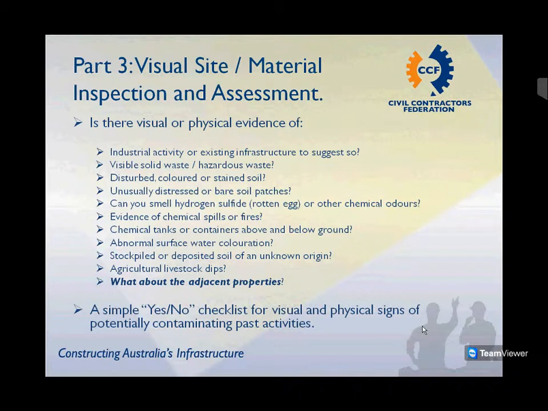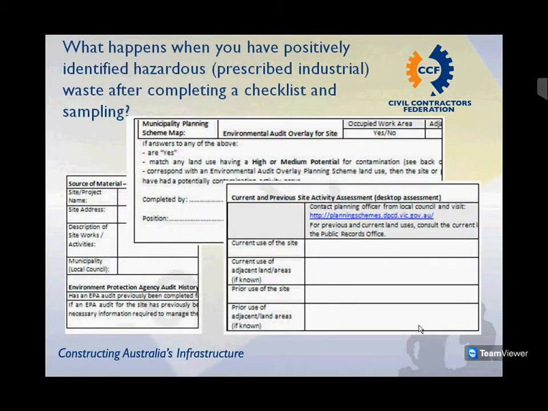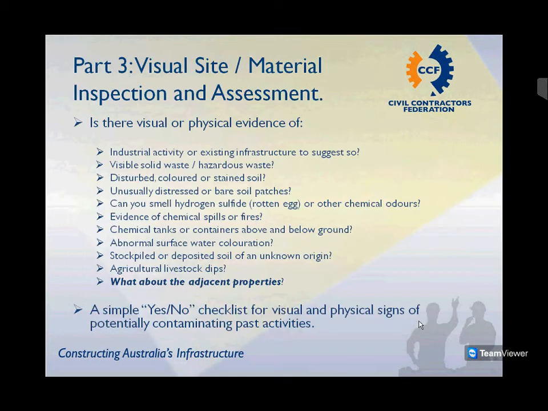An easy way to do that is just to create a yes-no checklist. Before I go to that slide, I'll just say a few more pieces. I guess this process forms part of your due diligence as a party that generates, owns, occupies, excavates, transports, accepts, and disposes potentially contaminated material. Please note that every site is unique. Every load of material is different.